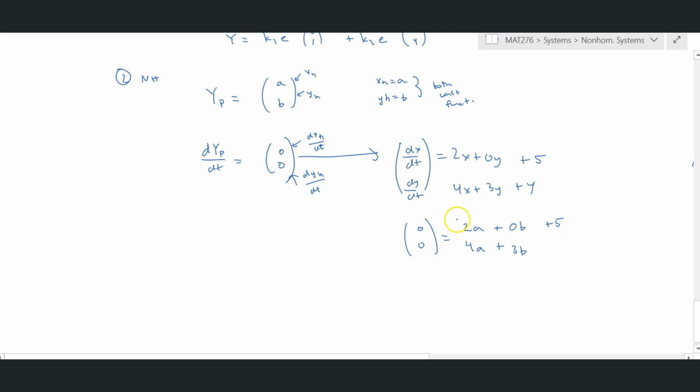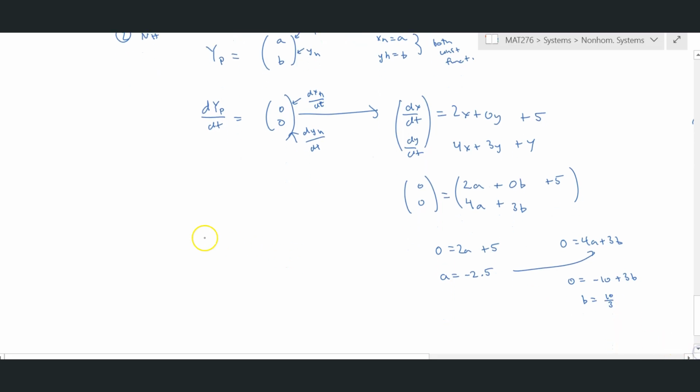We have 0 equals 2a plus 5. And the second equation we have is 0 equals 4a plus 3b. Now you can solve this system using technology, but I can just subtract 5 over and divide by 2, and a comes out to negative 2.5. And now I can plug it in over here, and I get 0 equals 4 times negative 2.5, which will give me negative 10 plus 3b. And you see, it's just real quick to do this. b will equal 10 thirds.